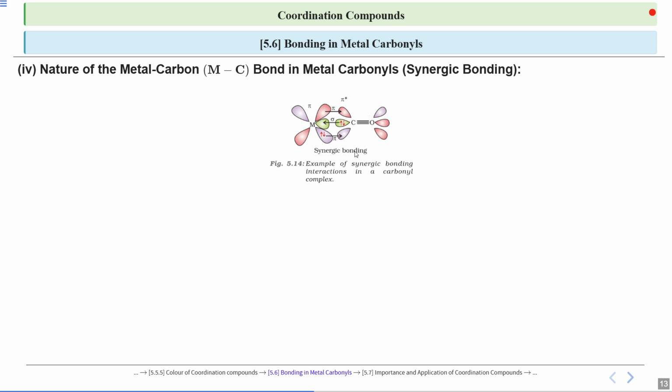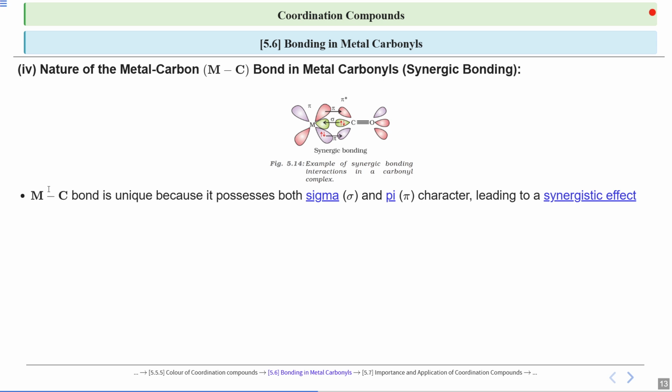That means both sigma and pi bonds are forming between the metal and the ligand. Basically, this synergic bonding strengthens the bond between the carbonyl and the metal. The metal carbon bond is unique because it possesses both sigma and pi character, leading to a synergic effect. As I said, the metal carbon bond formed here is unique because it possesses both sigma and pi character.